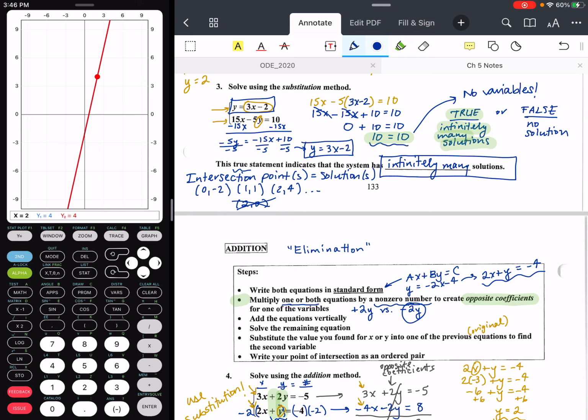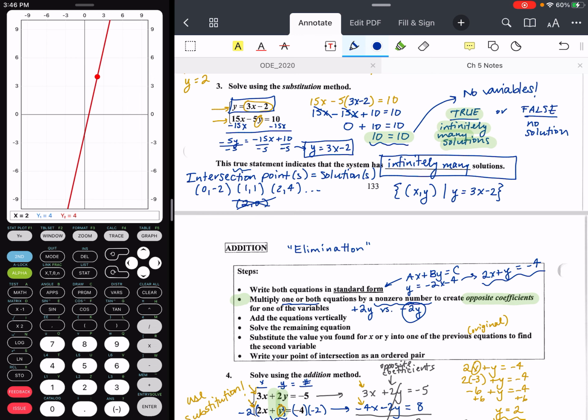So we could get more specific and write our answer in set builder notation. So that's those squiggly braces. So we could say any solution (x, y), any ordered pair (x, y), such that, and then we could write, for example, this relationship, y equals 3x minus 2. That's another way to get a little more specific about the fact that we have infinitely many solutions. Any ordered pair (x, y) that satisfies that relationship, y equals 3x minus 2, any ordered pair that falls on that line would be one of our infinitely many solutions for this system.